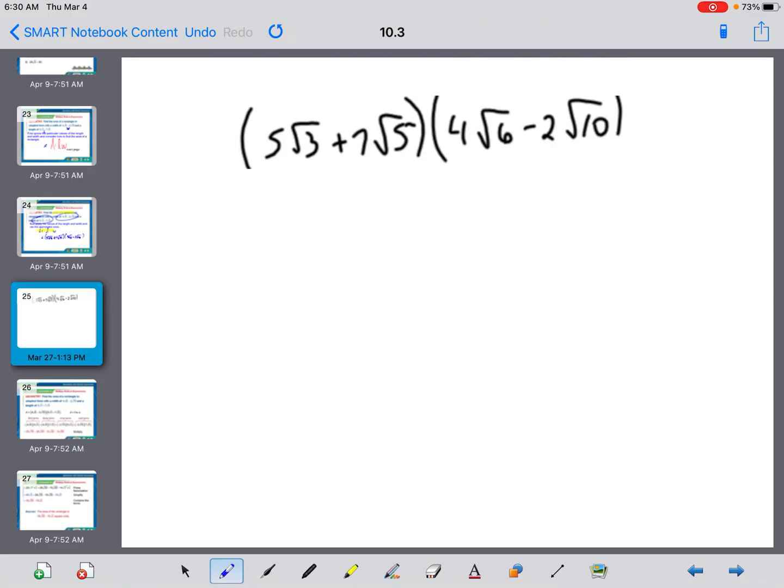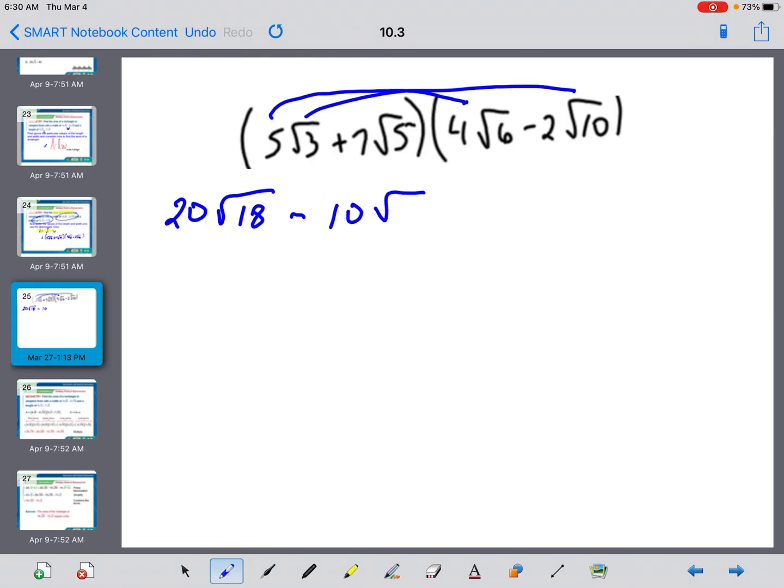This looks like, to me, the product of two binomials, which would indicate a real good opportunity to use FOIL. First, outside pieces, inside pieces. Outer, outside pieces, inside pieces. Inner, outside pieces, inside pieces. Last, outside pieces, inside pieces.